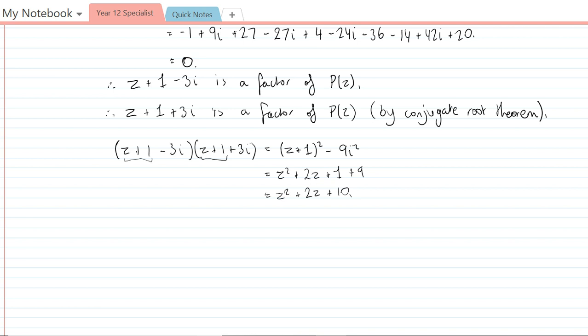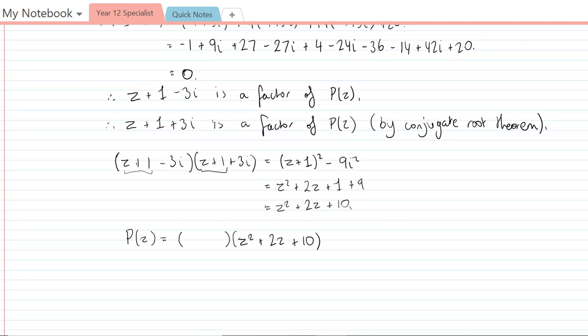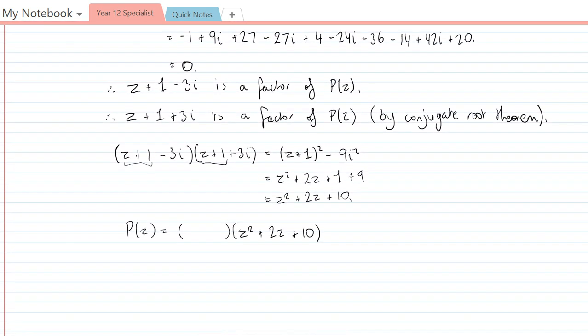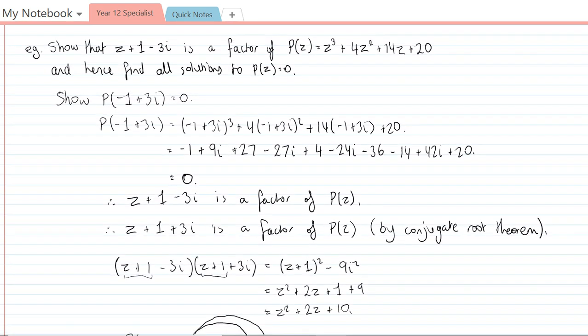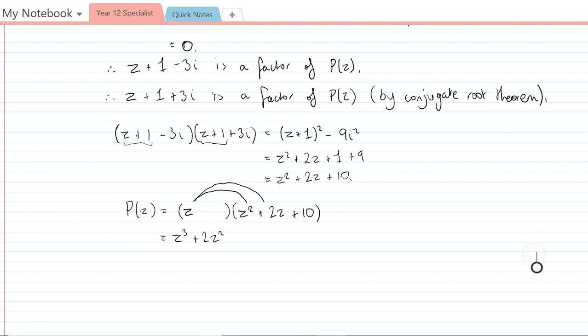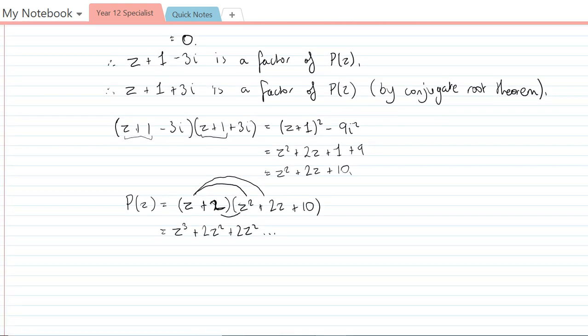Now what I know is that p of z is going to be some kind of linear factor multiplied by that quadratic factor. So the thing is, I need to make a z cubed term. So to get a z cubed, I can just put a z here, because z times z squared is going to give z cubed. But that's also going to give me a plus 2z squared term. So the thing is, I've got 2z squared, I need to have 4z squared. So I need to get another 2z squared somehow, and so I'm going to get that by putting a plus 2 here. Because that is going to multiply there and give another 2z squared, which gives the 4z squared that we needed in total.